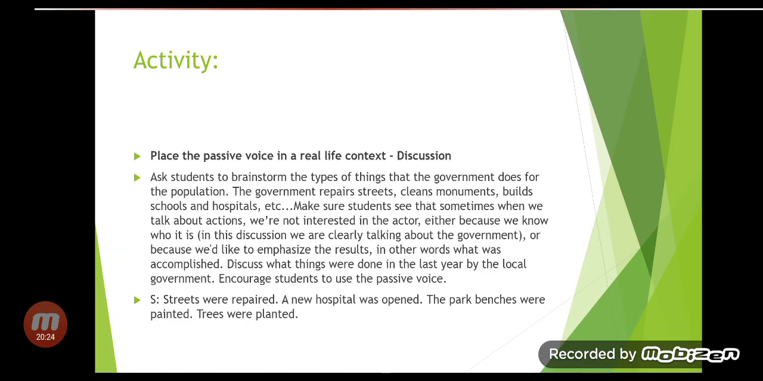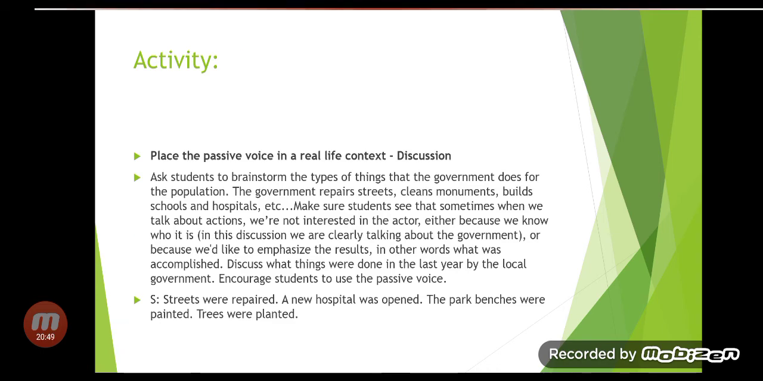Again, not for the Pakistani context. Make sure students see that sometimes when we talk about actions, we are not interested in the actor, either because we know who it is. Over here, we clearly know that the government is the one that we are talking about. So we would like to emphasize the results, in other words, what was accomplished. Discuss what things were done in the last year by the local government.